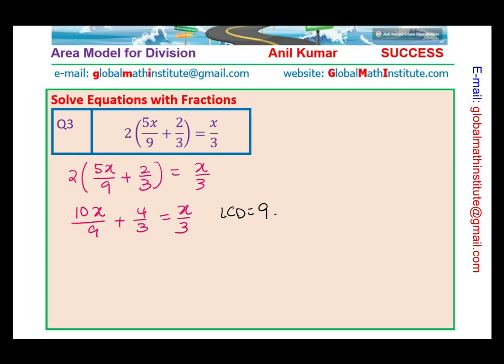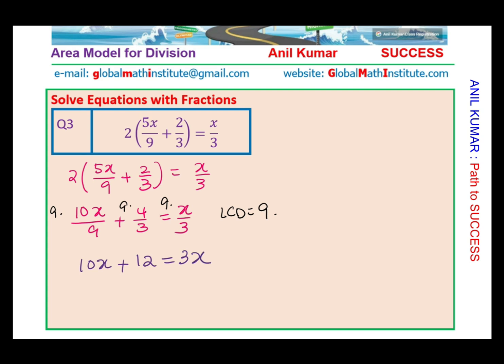So this time I'm not writing 9 everywhere, right? Normally I will do times 9, times 9 and times 9. That is for your reference, correct? But you can do this in your mind also. And when you do that, what do you get? 9 and 9 cancel, you get 10x, right? Plus 9 goes 3 times, and 3 times 4 is 12 equals to 3x.